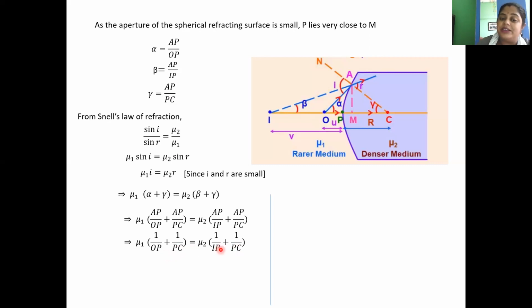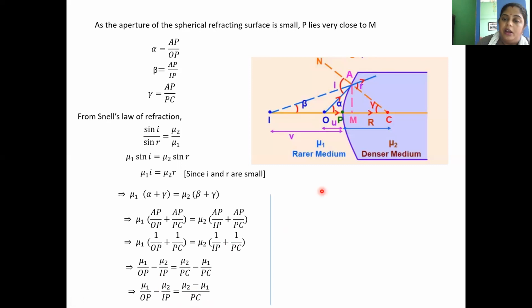Now what is OP? What is PC? What is IP? OP is nothing but the object distance, IP is nothing but the image distance, and PC is nothing but the radius of curvature. Now see, on both sides 1 by PC is there, so we can simplify this. After simplification, we get this equation.